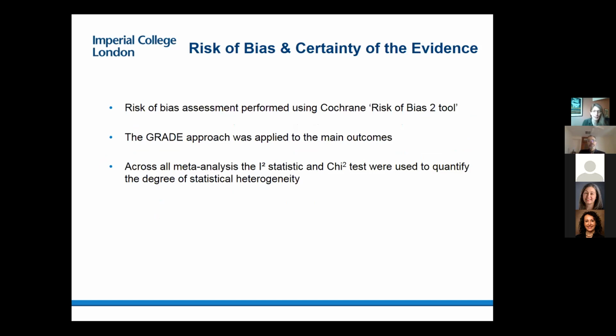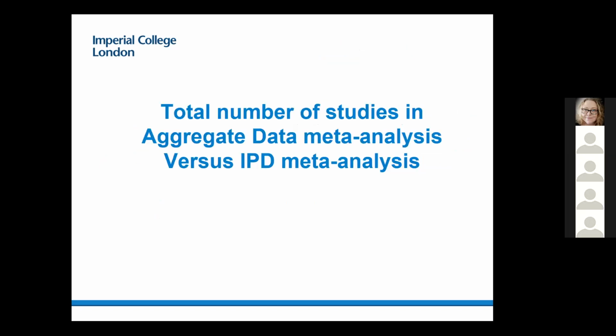Now, just lastly on methods, the Cochrane risk of bias 2 tool was used to assess risk of bias for both analyses. And the certainty of the evidence was assessed using the GRADE approach. And across all meta-analyses, the I-squared statistic and chi-squared tests have been used to quantify the degree of statistical heterogeneity. Great, so that's the methods here.